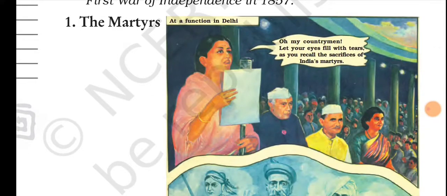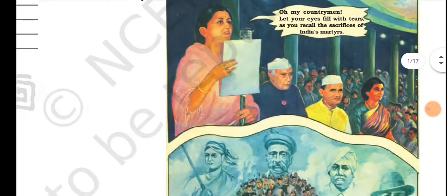First one, the martyrs. Who are the martyrs? Martyrs are those leaders or fellow countrymen who have sacrificed their life for our independence. And a function in Delhi. Here in this picture you can see the place is Delhi, at a function. "O my countrymen, let your eyes fill with tears as you recall the sacrifice of India's martyrs." So what is written in the speech bubble is that the person giving the speech is trying to evoke all the Indians present in the hall to fill their eyes with tears and recall the sacrifices of India's martyrs.